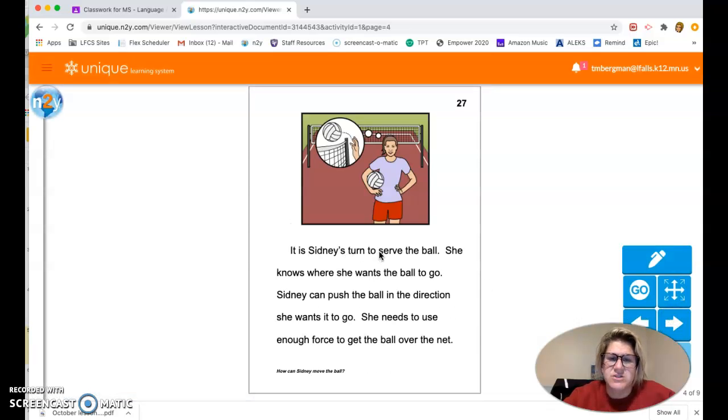It is Sydney's turn to serve the ball. She knows where she wants the ball to go. Sydney can push the ball in the direction she wants it to go. She needs to use enough force to get the ball over the net.